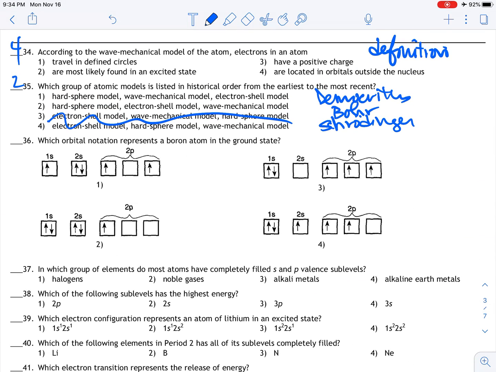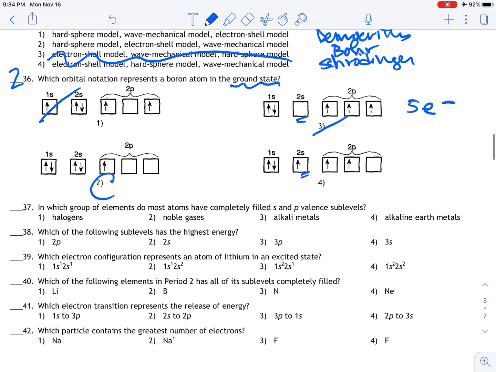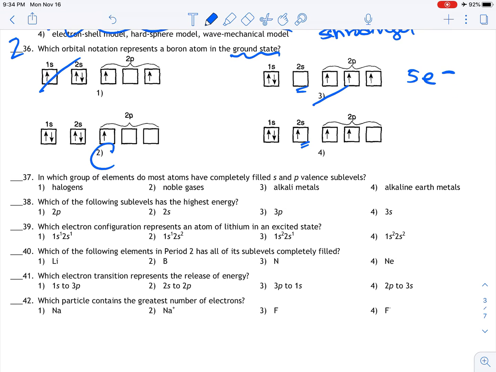Which orbital notation represents a boron atom in the ground state? So boron has 5 electrons. So how do we fill? No, we can't do choice 1 because you got to double up the 1s first. 1s, 2s. This looks good, so I'm going to say potentially that. No, it can't be 3 because we totally skipped that. And nope, can't be 4 because we didn't fill that. And we know it's the ground state, so it has to fill normally. So it's choice 2.